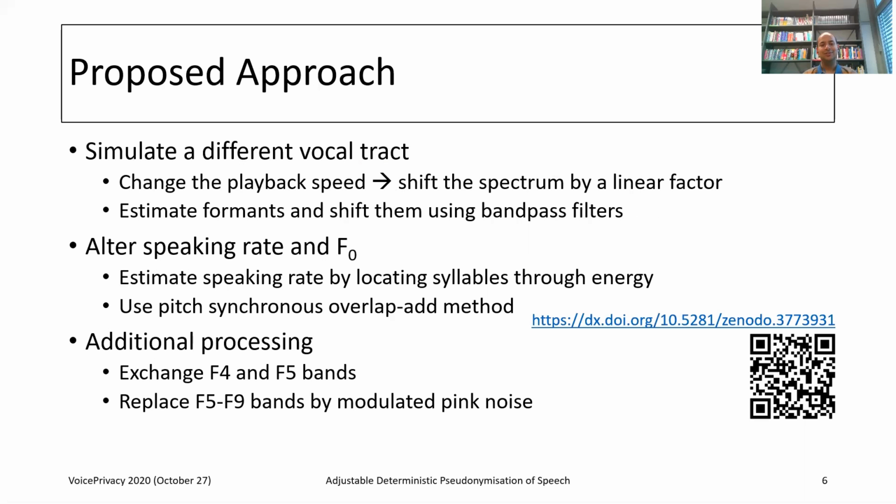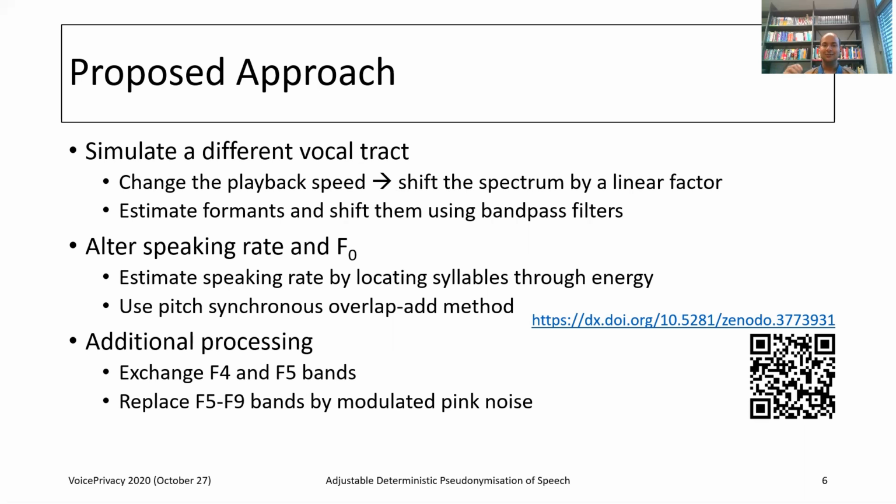So what is the proposed approach? Similar to the McAdams method, we also simulate a different vocal tract, and we approach this in two steps. One is we change the playback speed so that the entire spectrum in the frequency domain shifts by a linear factor. And then the second step is to estimate the formant locations, and we shift them using bandpass filters to the desired locations. How we get the desired locations is by having a reference speaker in mind.